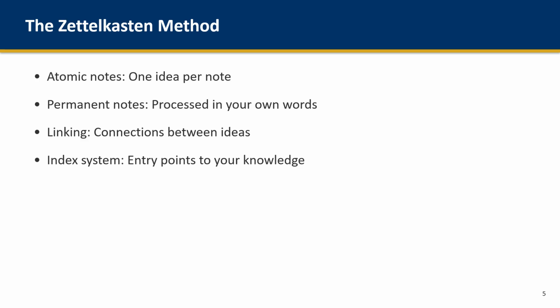The core principle is atomic notes, meaning each note captures exactly one idea and is expressed in your own words. This differs from collecting quotations or summarizing entire articles. When you read something insightful, you extract the single idea and write a permanent note explaining it as you understand it. The power of Zettelkasten comes from linking.